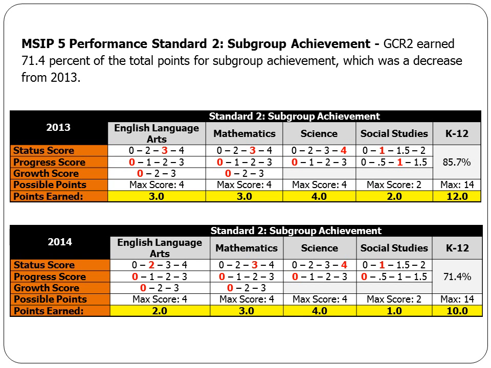So here's our score. In our super subgroup, GCR2 earned 71.4% of the total points for subgroup achievement, which is a decrease from 2013. If you look at our scores, 13 is on top, 14 is on the bottom. In English Language Arts, we went from 3 points to 2 out of 4. In math, we stayed at 3 out of 4 to 3 out of 4.